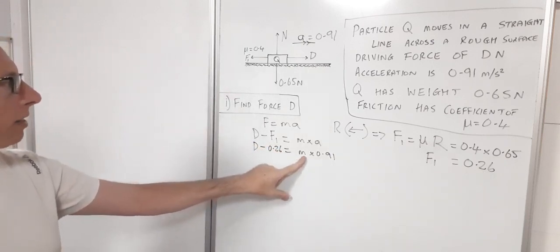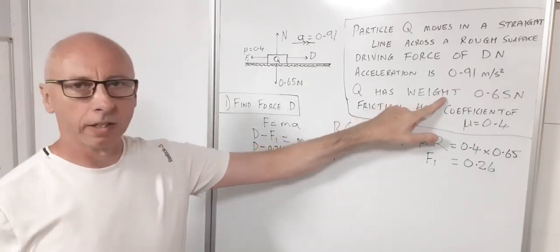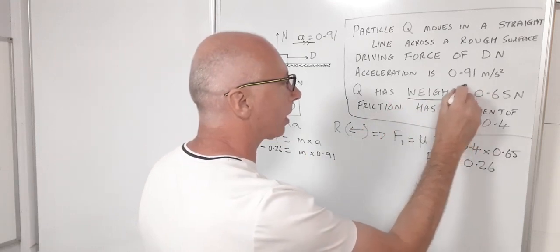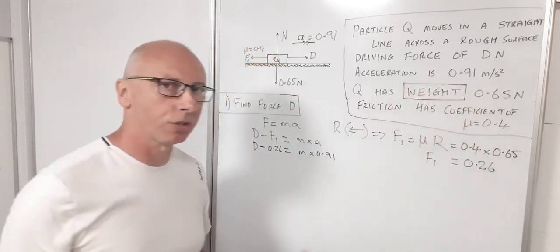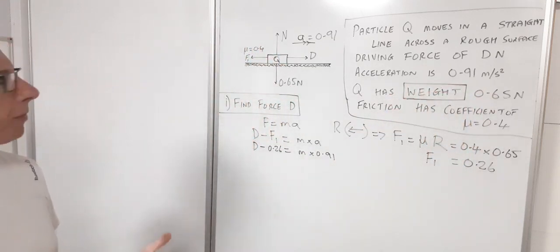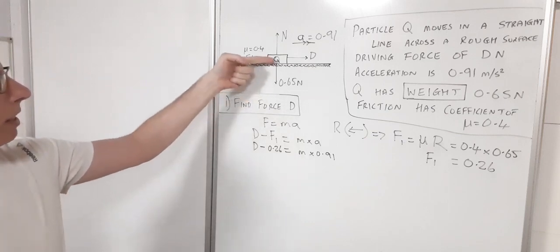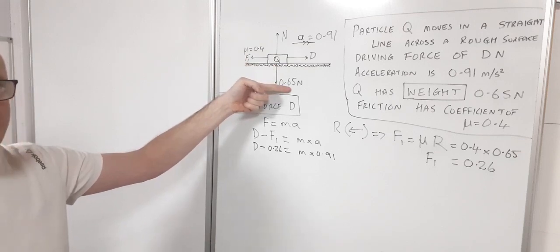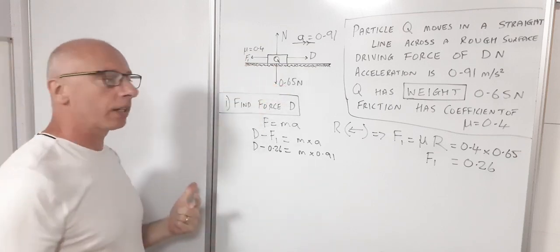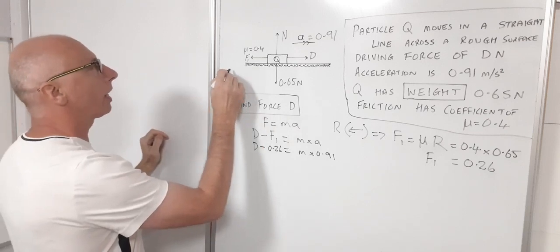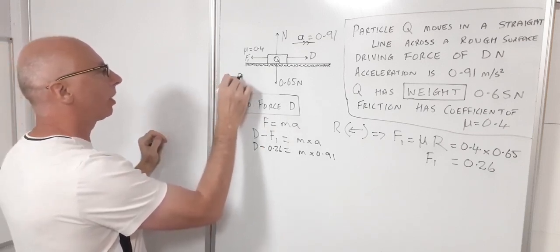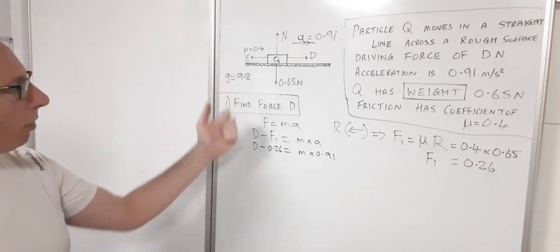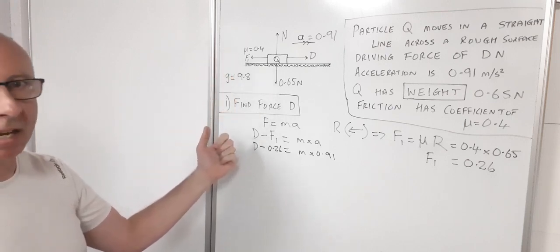Now what is the mass? Well, we're given the weight, not the mass. So the weight is 0.65. That's a key piece of information that could trip us up. We need to find the mass. What we do know is that this particle has a force acting on it of 0.65. Now if we take the gravitational constant, so let g equal 9.8, that's the acceleration due to gravity acting on a body downwards.